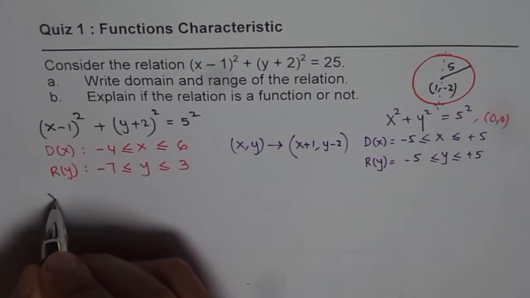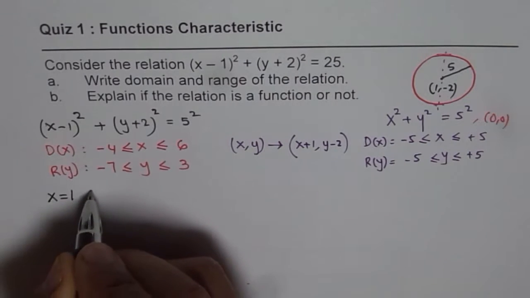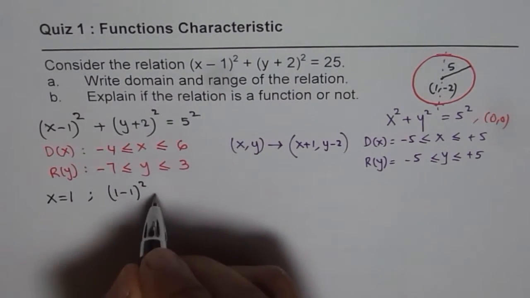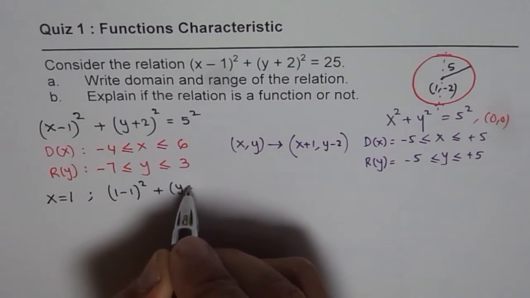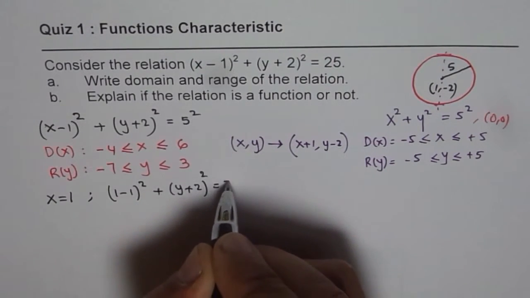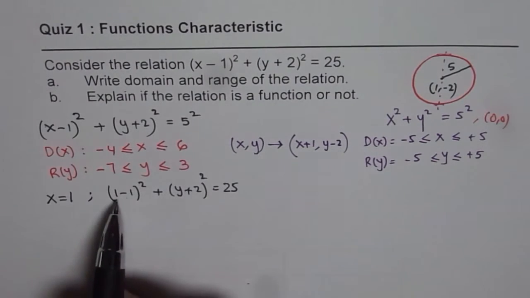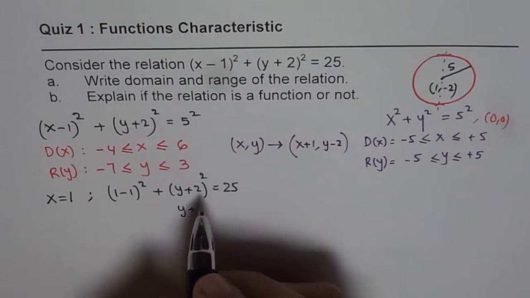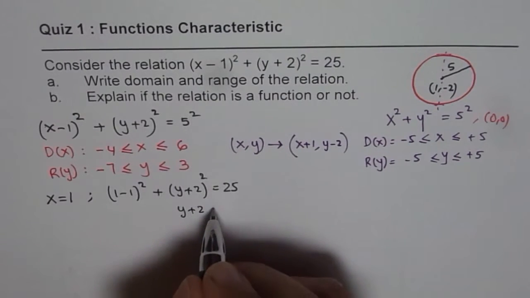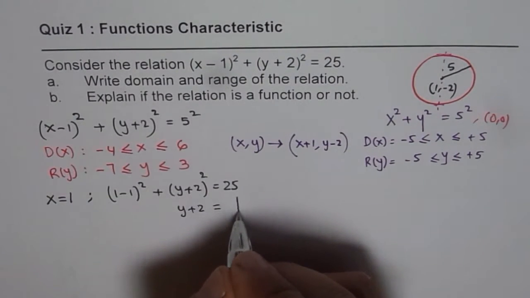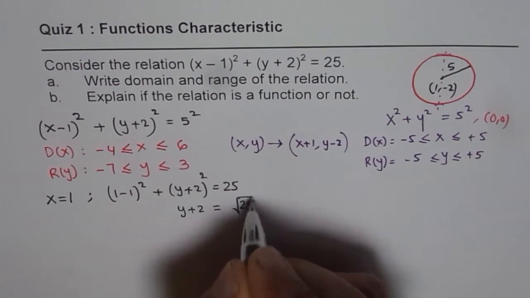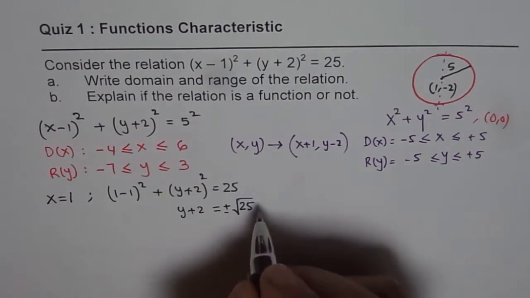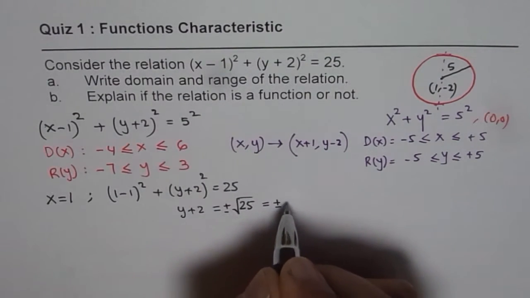Let us see that. So if x equals 1, in that case, this equation will be (1 minus 1) whole square, which is 0, plus (y plus 2) whole square equals 25, correct? Now (1 minus 1) whole square is 0, so we get (y plus 2) whole square equals 25, or y plus 2 is equal to square root of 25. Now whenever you do square root, you have to do plus and minus, correct? That gives you two values, plus and minus 5.